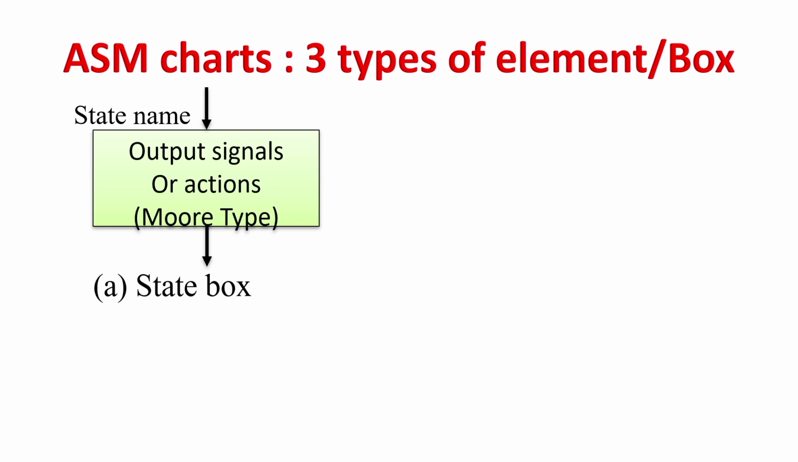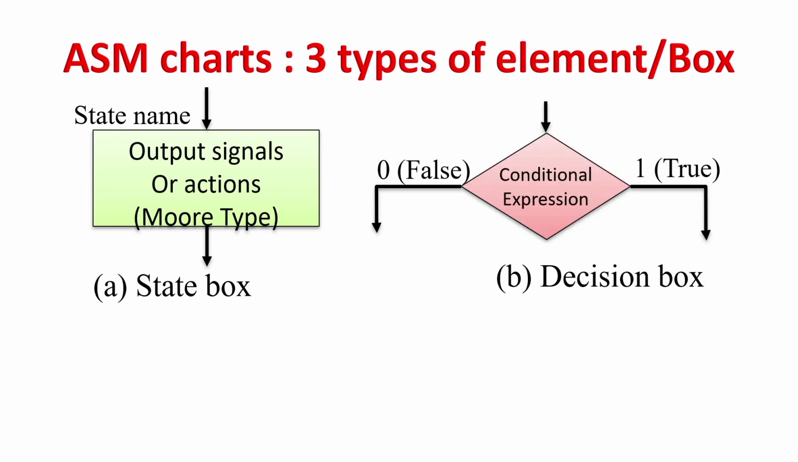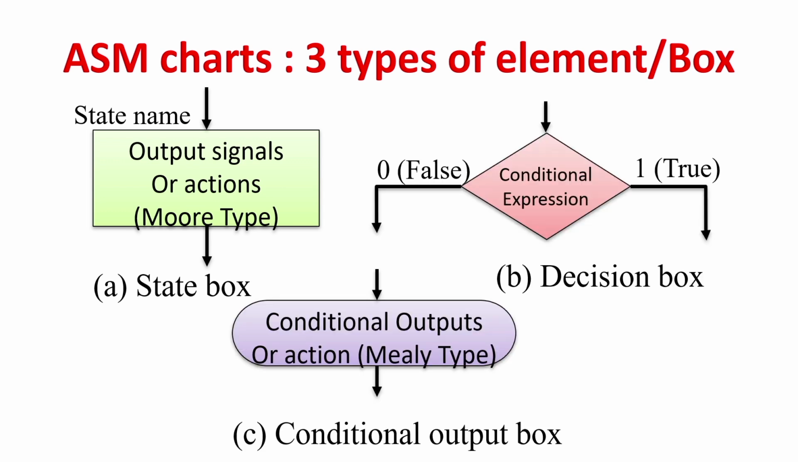Already discussed in earlier classes: what is an ASM chart and what does an ASM chart constitute? It has three types of elements or boxes. One is a state box, one is a decision box, and the other is a conditional output box, or conditional box. The conditional box helps us to model Mealy machines. The state box helps us to model Moore type machines, and the decision box helps us think about doing things in an algorithmic flow way. So, these are the three building blocks, or three types of elements or boxes, we use.